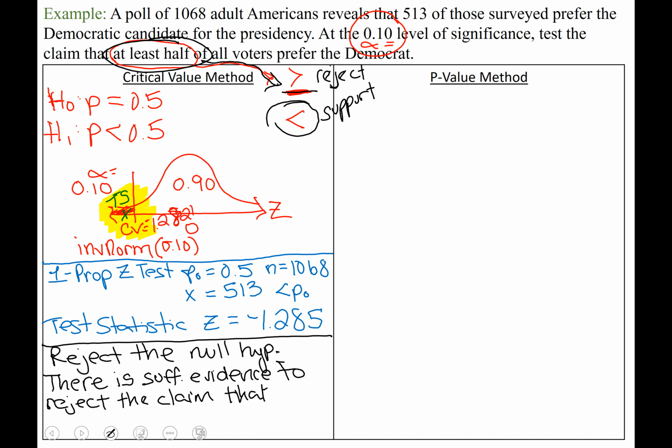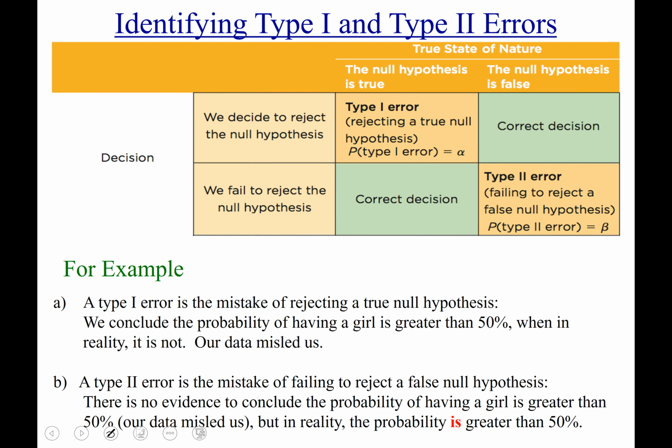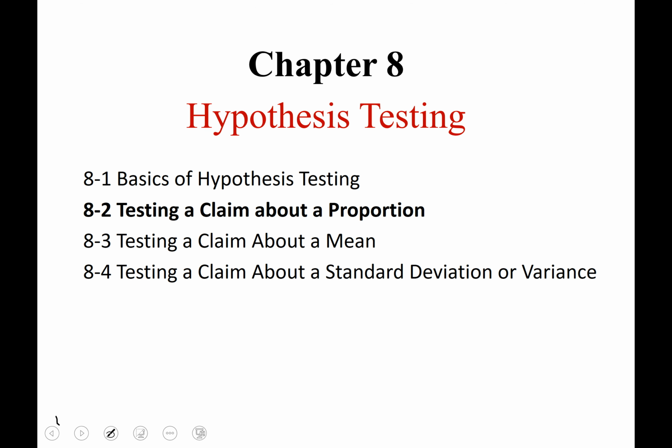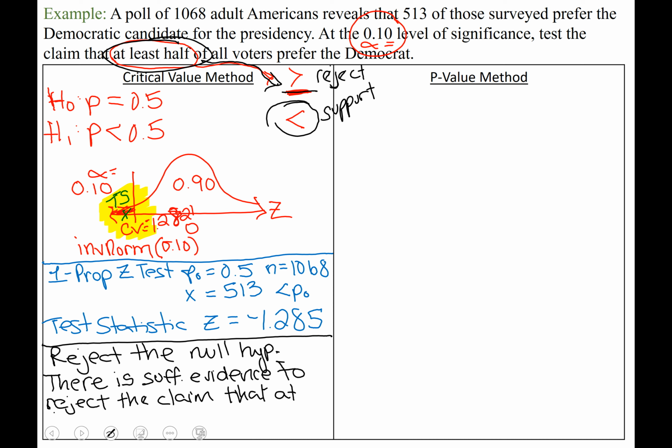And then we just restate the claim. At least half of all voters prefer the Democrat. That's not going to work. That at least half of voters prefer the Democratic Party representative candidate. There we go. I'm just going to stop there though because I'm out of room.